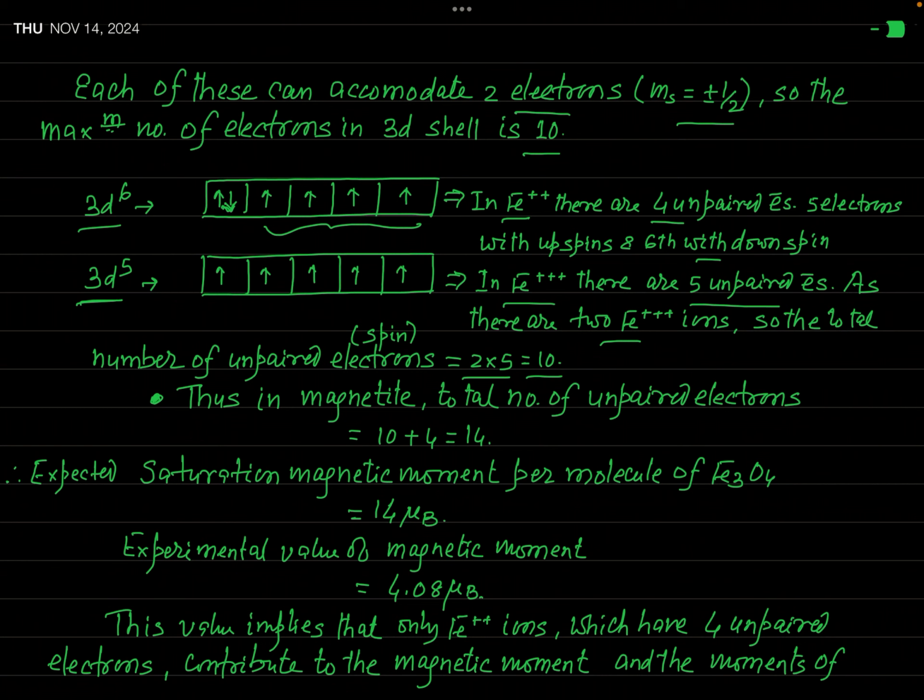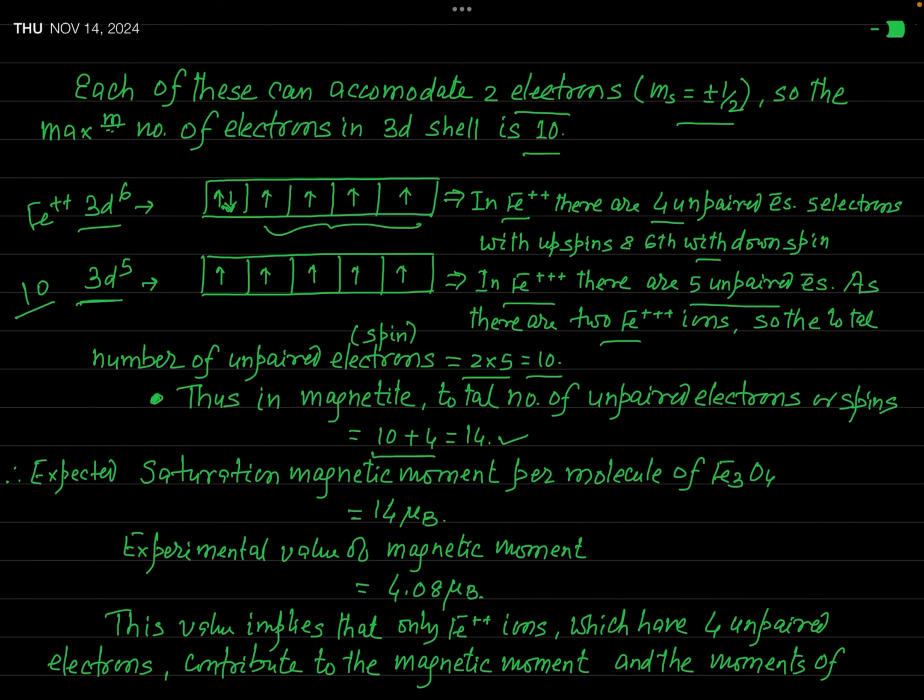Okay. So in the case of this magnetite, there are 4 unpaired spins of the Fe double plus ion, and there are 10 unpaired spins of the Fe triple plus ions. So what is the total number of unpaired electrons or spins? This will be 10 plus 4, that is 14.